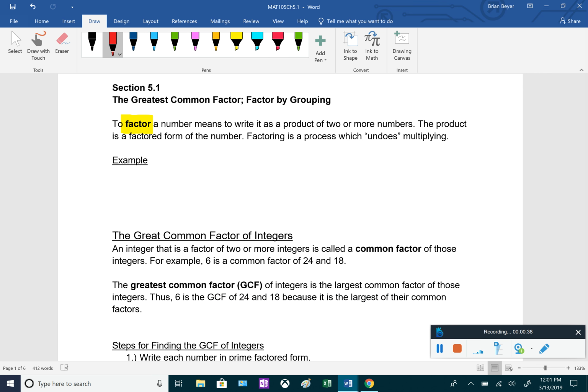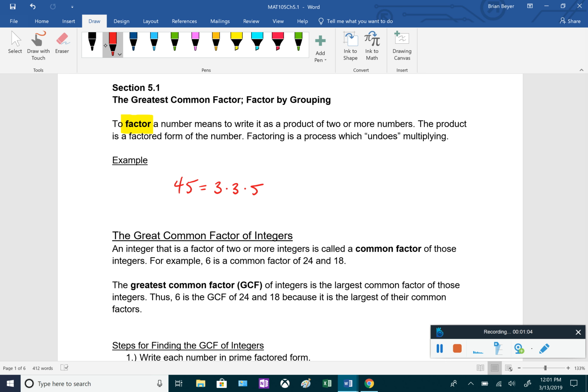So for example, we know that we can rewrite 45. We're just starting with numbers for now, not any variables yet. We could rewrite 45 as 3 times 3 times 5. If you multiplied all those together, you would get 45. So we would say that 3, 3, and 5 are factors, prime factors of 45.